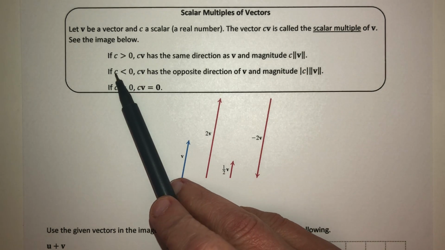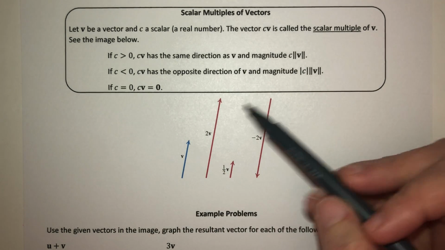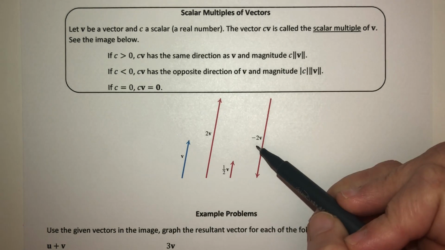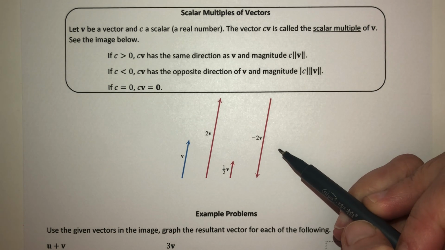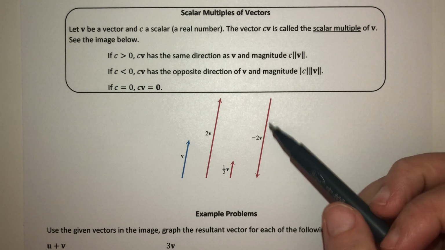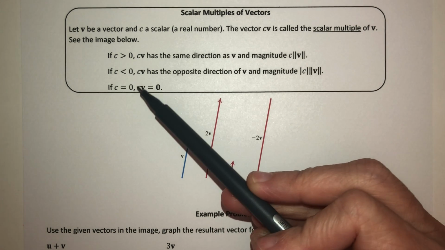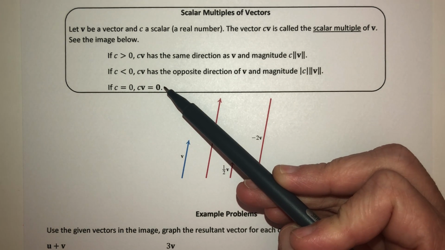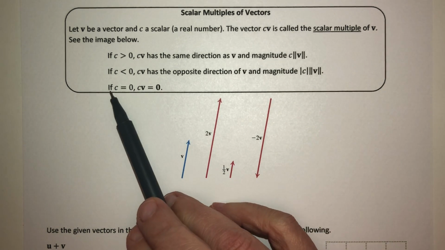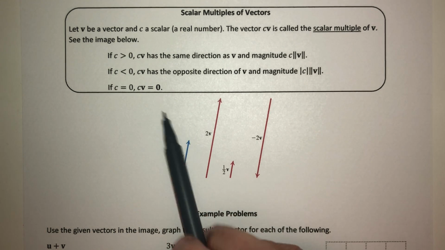If your scalar value is negative, it's going to have the opposite direction. So here I have 2v. Negative 2v has the same length, but points in the opposite direction. Okay? And if your scalar value is 0, then c times v gives you the vector 0. Okay? So scalar multiplication still gives a vector answer.